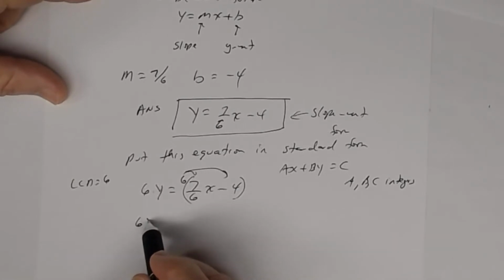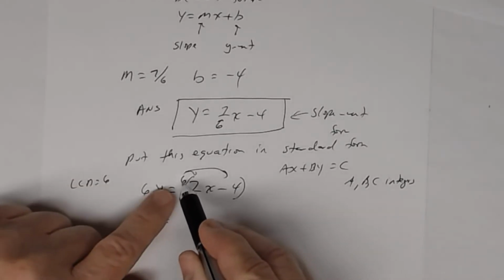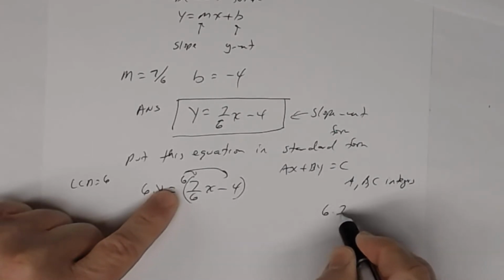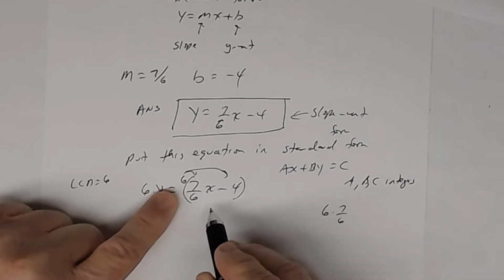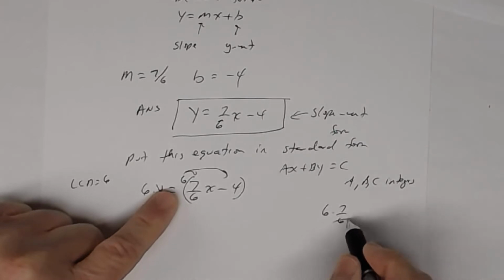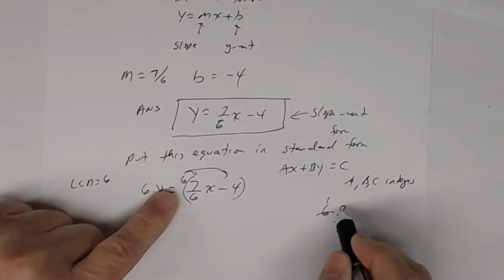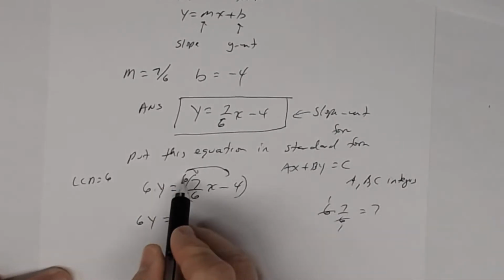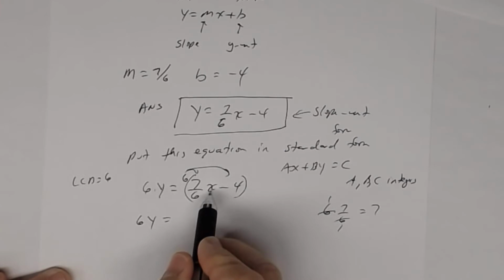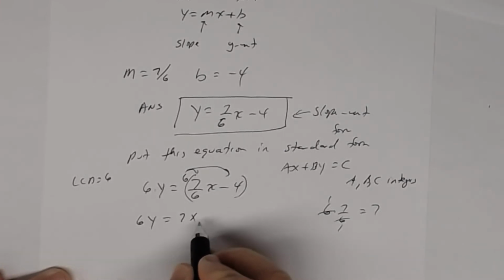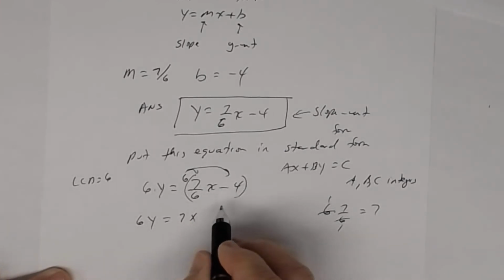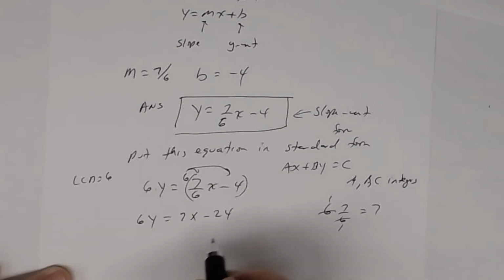So I get 6y equals, now let's think about 6 times 7/6. Now remember, the whole purpose of multiplying by the LCD is to clear that fraction right here. So that 6 better divide into the LCD, and it does. 1 times 7 is 7. So 6 times 7/6x is 7x. And then 6 times a negative 4 is a negative 24.